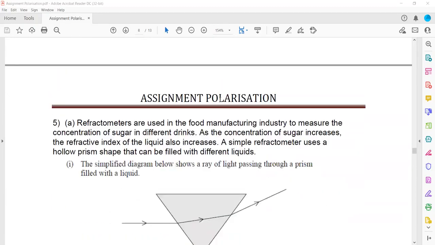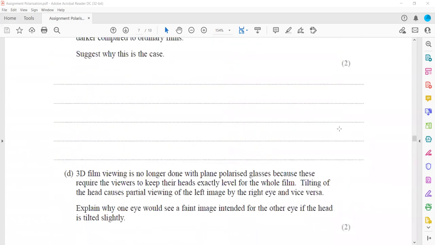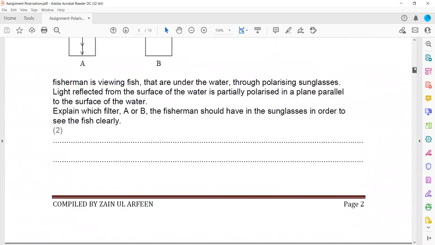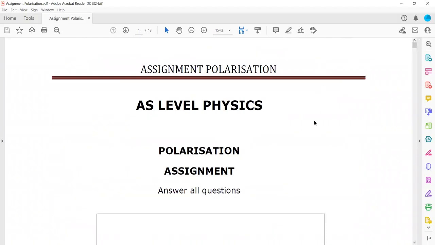So this was about polarization. The next session we will do more questions related to the topic. So, assignment: polarization.